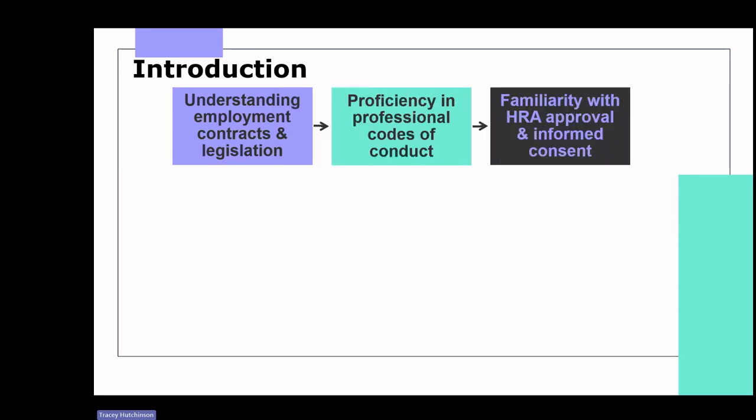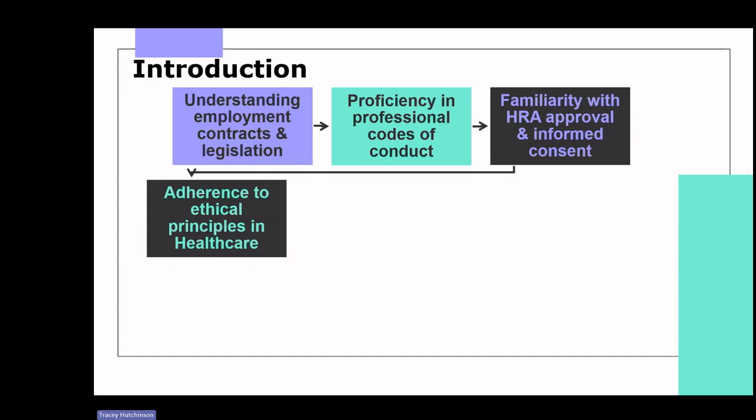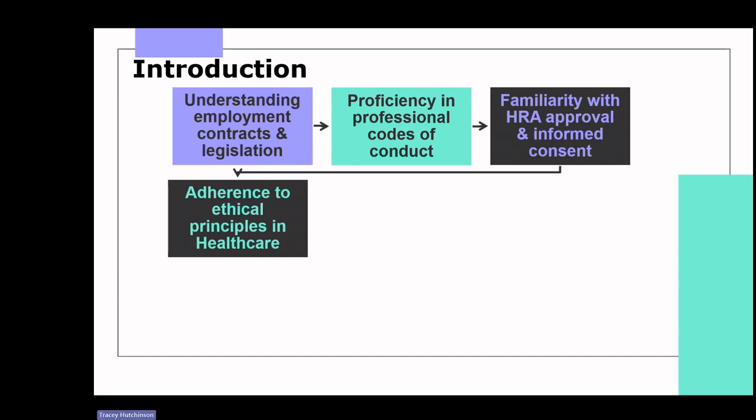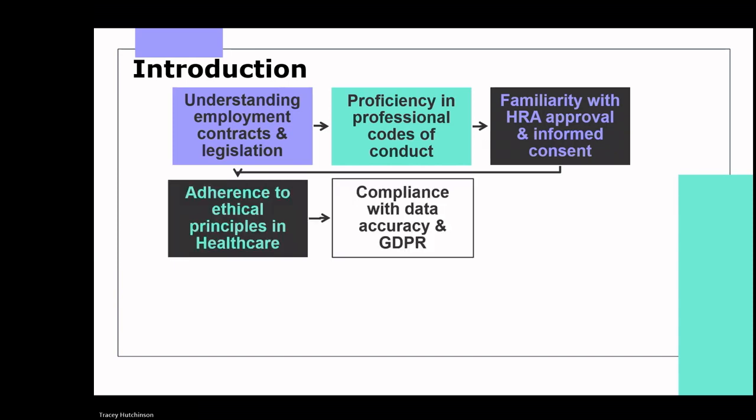You should have a strong understanding of HRA approval and the concept of informed consent in research. You should be able to identify key ethical procedures such as autonomy and informed consent and understand their importance in healthcare practice. You should have a clear understanding of the importance of accuracy, attention to detail, and legibility of written information to comply with legal requirements, including the UK GDPR.